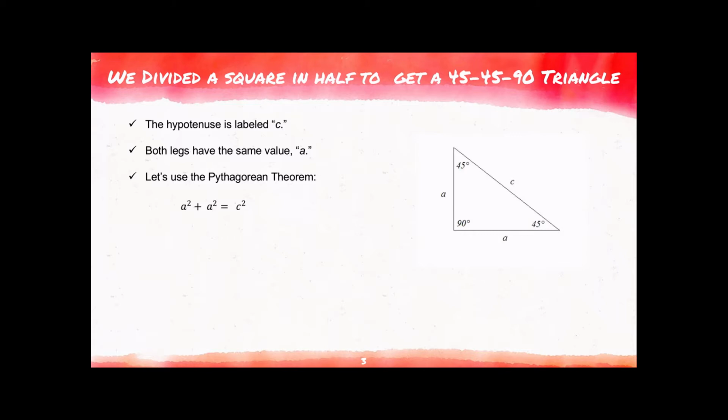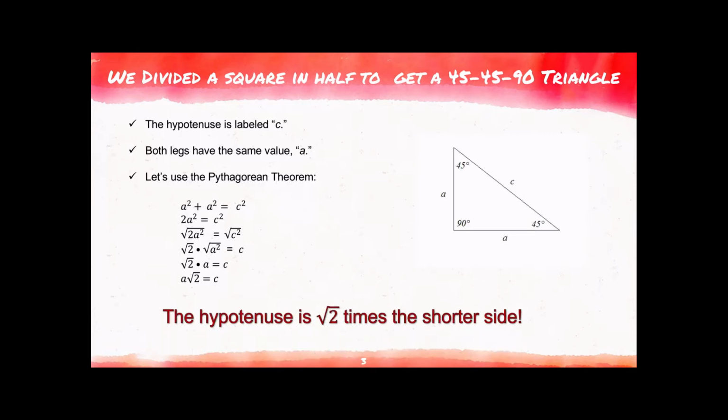Recall that a squared plus b squared equals c squared. In a 45-45-90 triangle, both legs are a. Combine the like terms, square root both sides, separate the root over multiplication, and now we have the relationship. The hypotenuse is the square root of 2 times the shorter side.